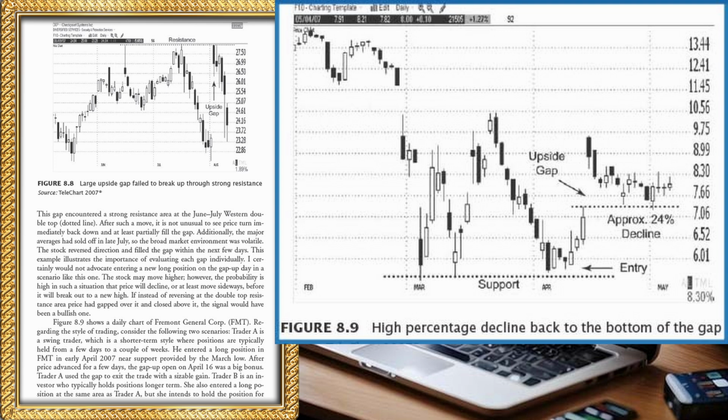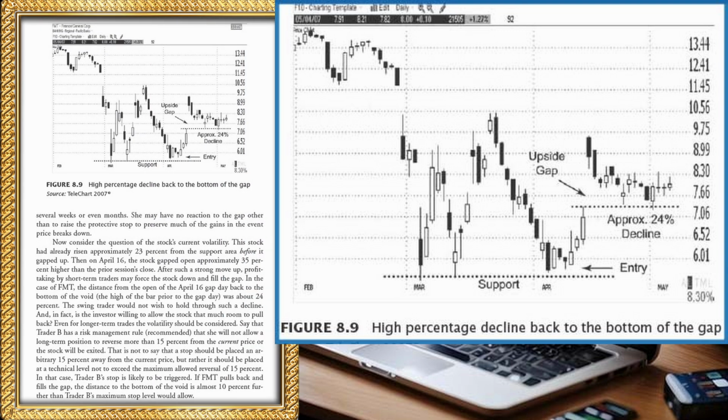Trader B is an investor who typically holds positions longer term. She also entered a long position at the same area as Trader A, but she intends to hold the position for several weeks or even months. She may have no reaction to the gap other than to raise the protective stop to preserve much of the gains in the event price breaks down.